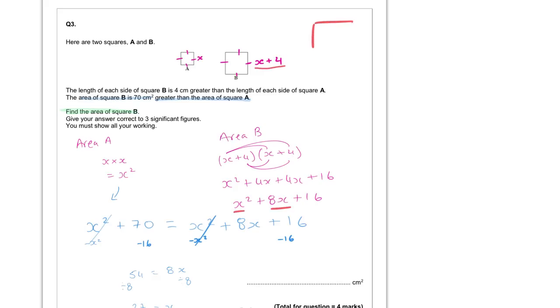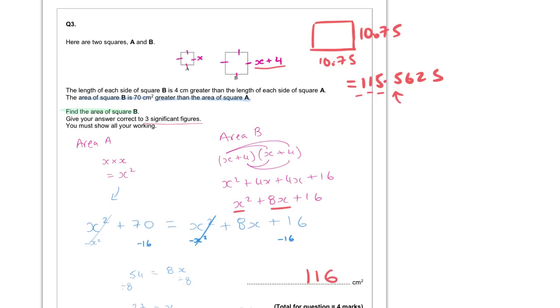So, let's see. Our square is x plus 4. So, this is 10.75, and 10.75, because x plus 4 is 10.75. So, 10.75 times 10.75 is going to give me 115.5625. But what do I want? 3 significant figures. So this is actually going to be 1, 2, 3. I look at the number next to it. This is 116 centimetres squared.